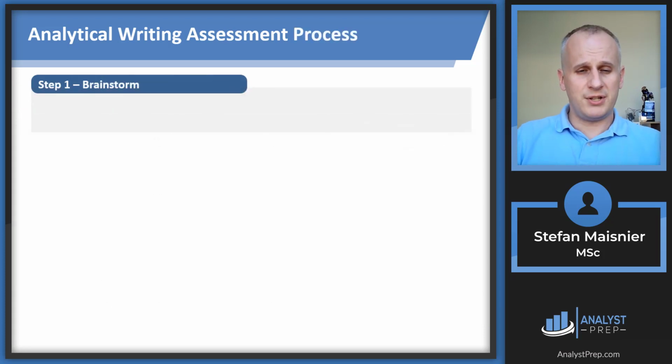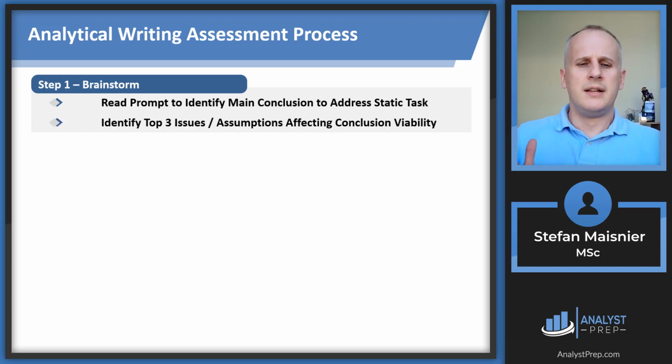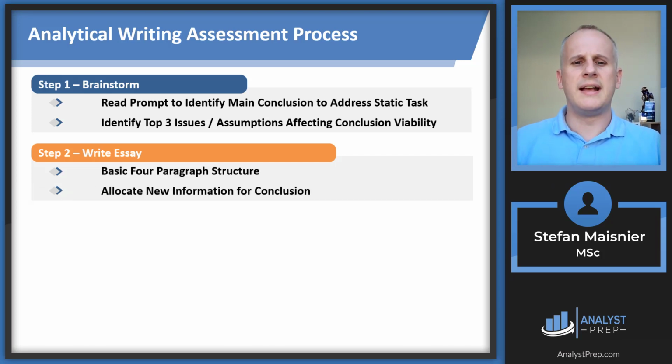So just concluding the process, step 1, brainstorm. Read the prompt to identify the main conclusion and address that static task that never changes. Identify the top 3 issues and assumptions affecting the conclusion's viability. Then after that 3 to 5 minute process, you're going to write your essay. Basic 4-paragraph structure: introduction, 2 body paragraphs of support, and then a conclusion. And try to allocate new information for that conclusion.